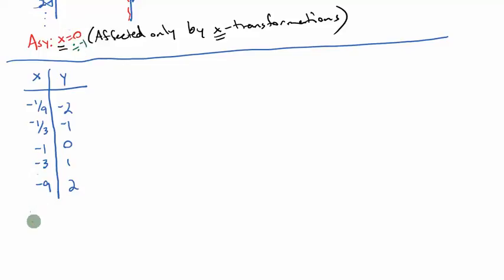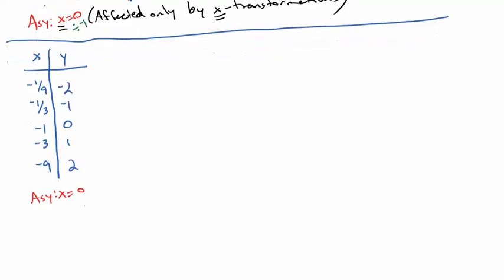However, it does not change. So my asymptote doesn't change. I mean, I applied the transformation to it, but it didn't change my asymptote. Okay? So now let's plot those points and see what happens.